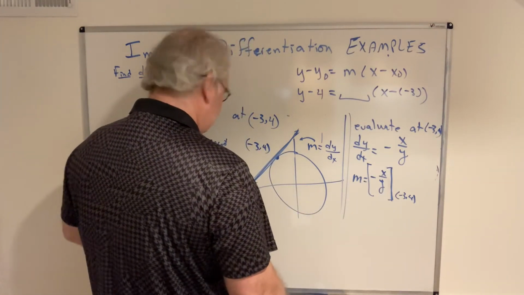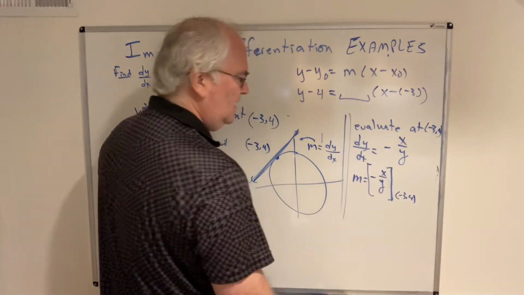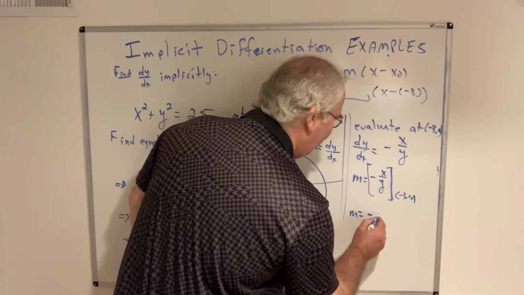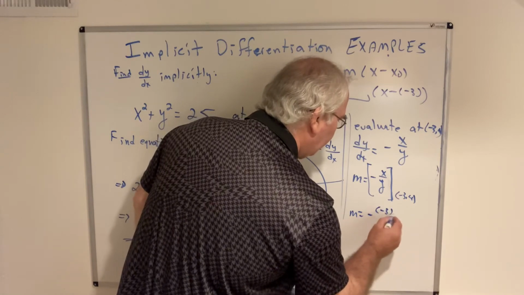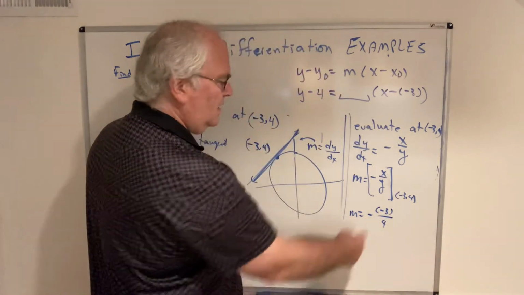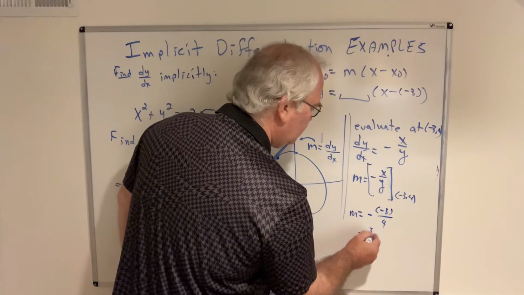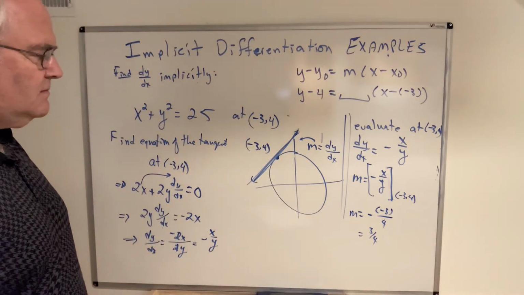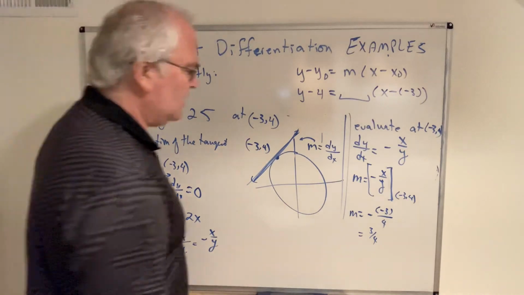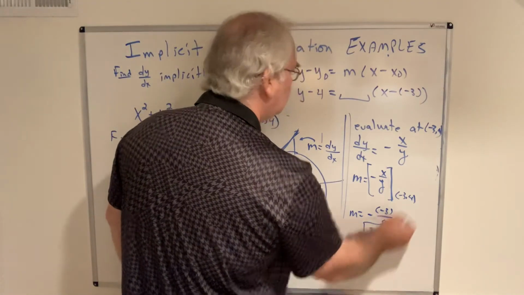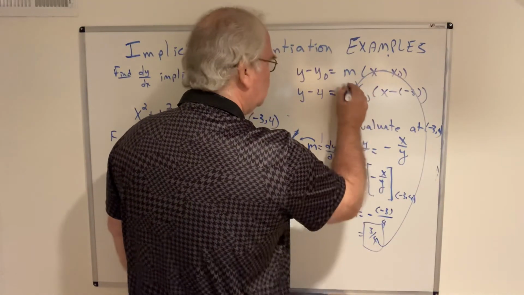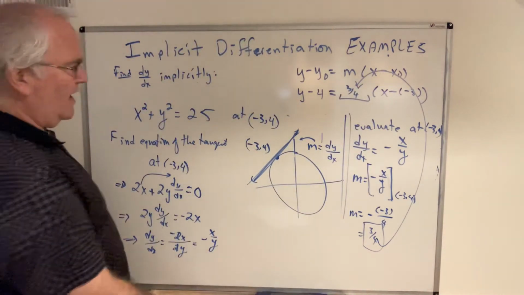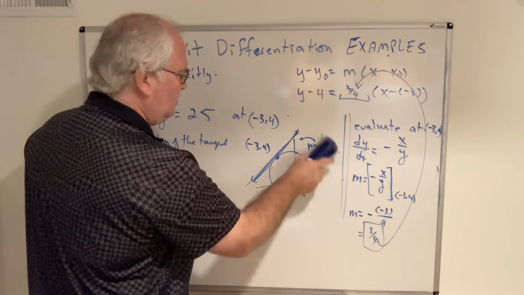And what that means is you substitute in negative 3 for x and 4 for y. So the slope is equal to negative 3 over 4. The negatives cancel. The slope is 3/4. And so that's what goes into here. And then we simplify that expression. I'm going to run out of space here, so I'm going to kill my picture.